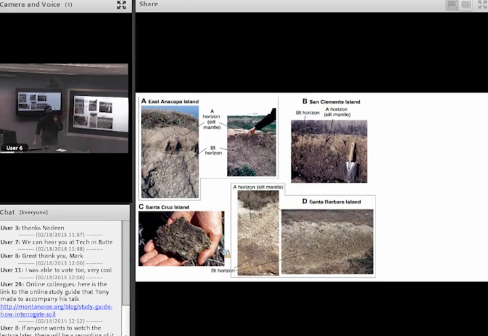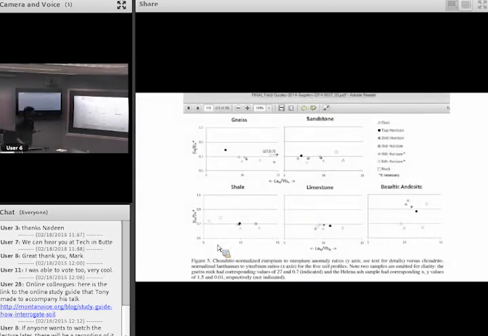But you'll see we brought this technique to Highlight. This is what it looks like. Hard to read, I apologize. This is a europium, lanthanum, ytterbium plot for gneiss, sandstone, shale, limestone, basaltic andesite, the volcanic rock.